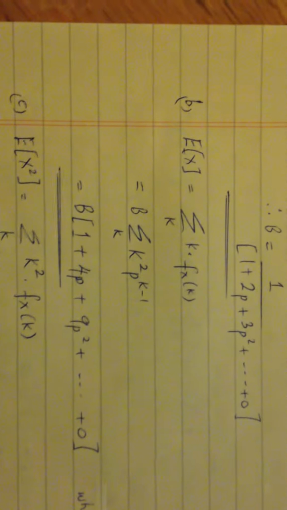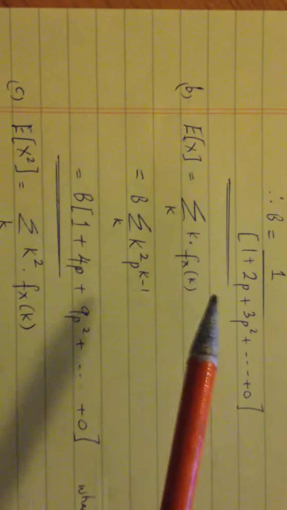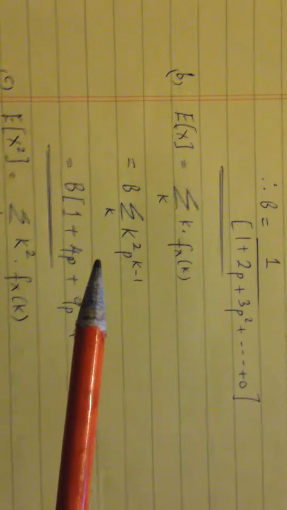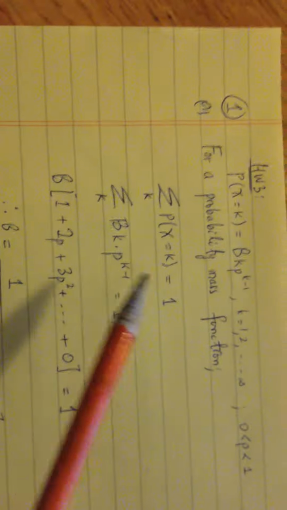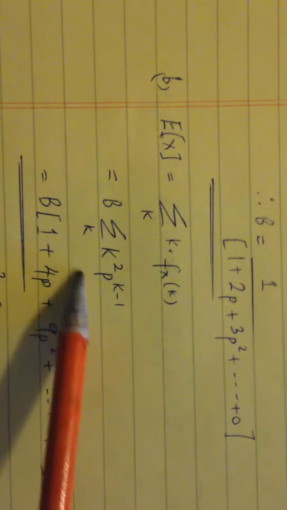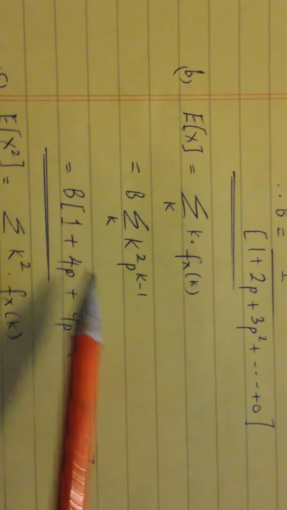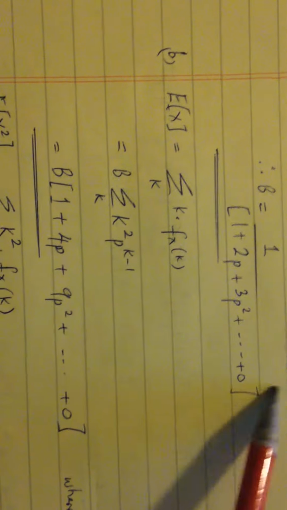Now in the second part, we are asked to find the expectation of x. This is the formula for the expectation of x, and a simple substitution for f of x of k, which is this, gives us this, and this becomes a simple expansion for different values of k given here, where b is this value here.